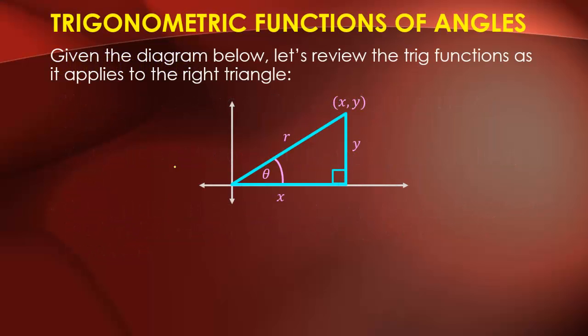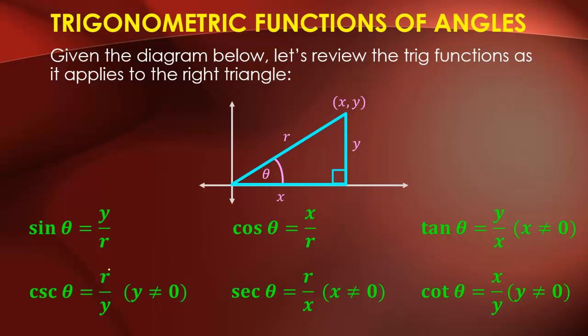So given the diagram below, let's go through the different trig functions as it applies to the right triangle. So we've got sine, cosine, tangent, all of theta. So this is just for any angle. I labeled the hypotenuse as r. So of course sine is opposite over hypotenuse, cosine is adjacent over hypotenuse, tangent is opposite over adjacent.